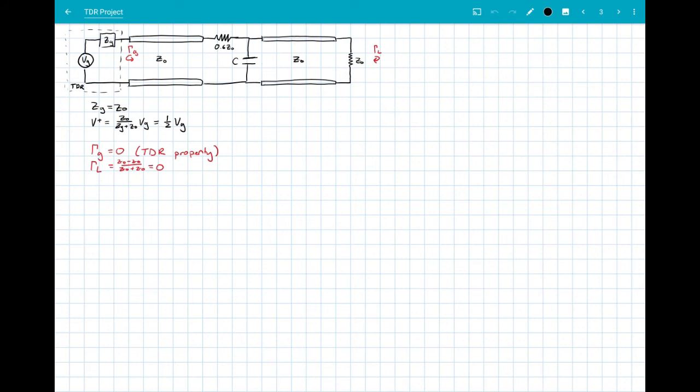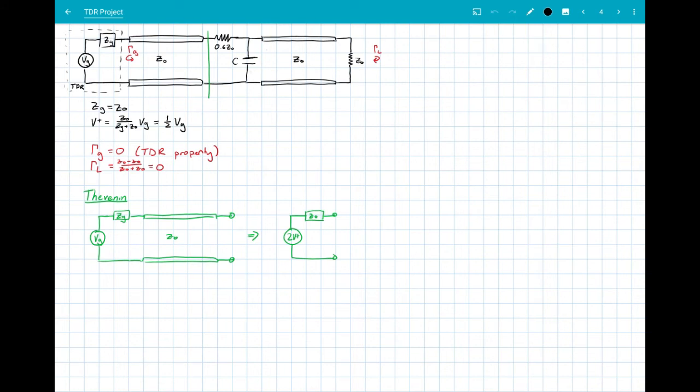And so that means as we go into our analysis, we ignore anything that goes this way or this way. All we have to worry about is things that get reflected back this way and then reflected around this way.